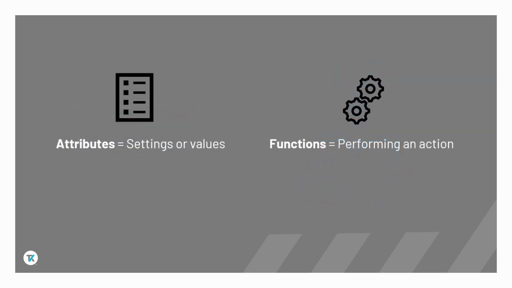TSP commands can be split into two categories, attributes and functions. These follow the same definitions as most programming languages, where attributes are a setting or a value, and functions perform an action. The TSP command syntax uses a tree structure.